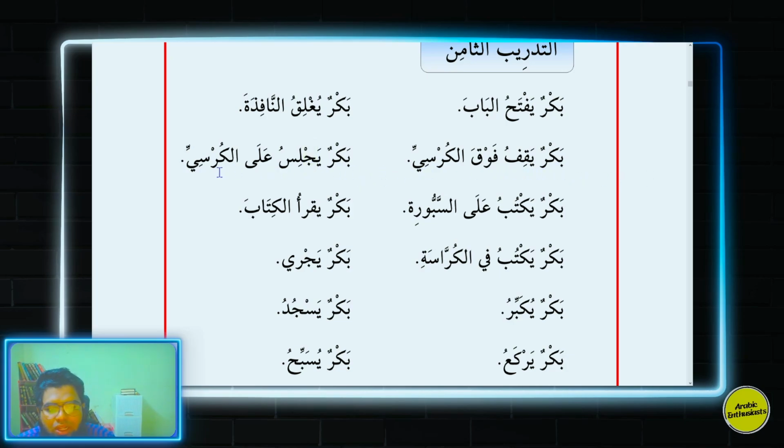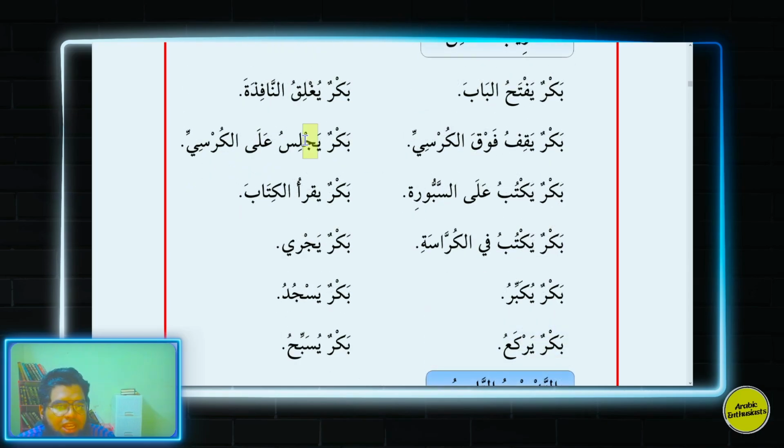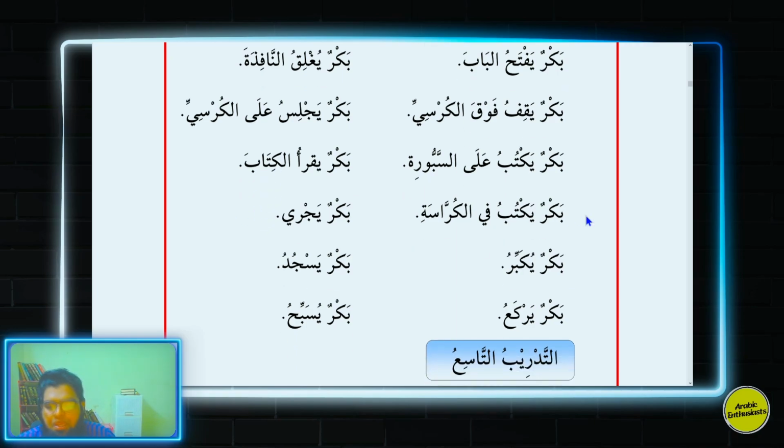Bakrun yadlisu ala al-kursi. Bakr is sitting on the chair. By the way, yadlisu could be he sits also. I'm just translating as continuous, but it could be simple present or continuous, like is sitting or sits. Bakrun yaktubu ala sabura. Bakr is writing on the board. Bakrun yaqra'ul kitaba. Bakr is reading the book. Bakrun yaktubu fil kurrasa. Bakr is writing in the notebook, kurrasa.